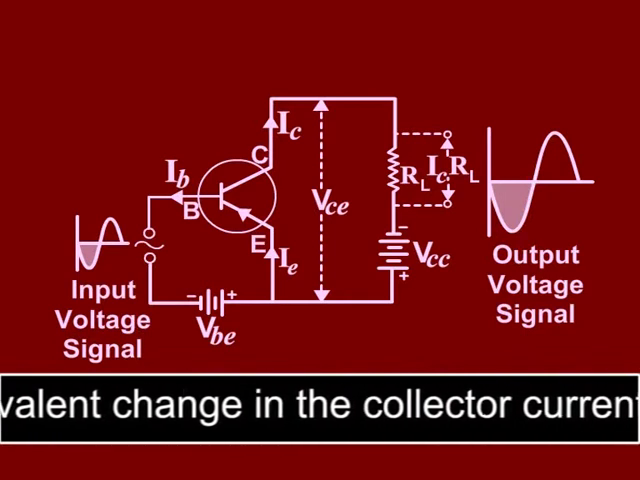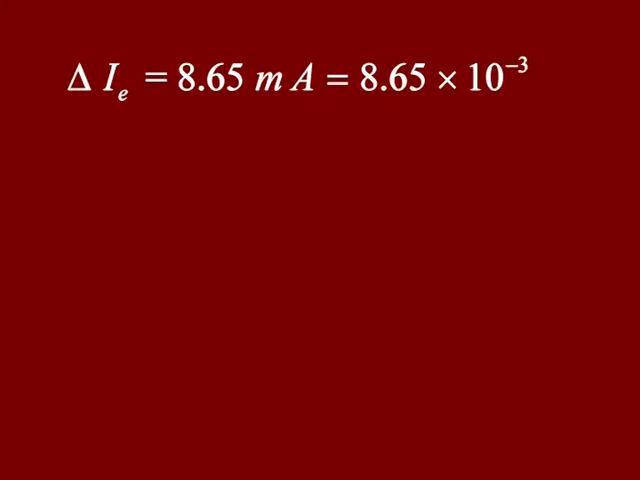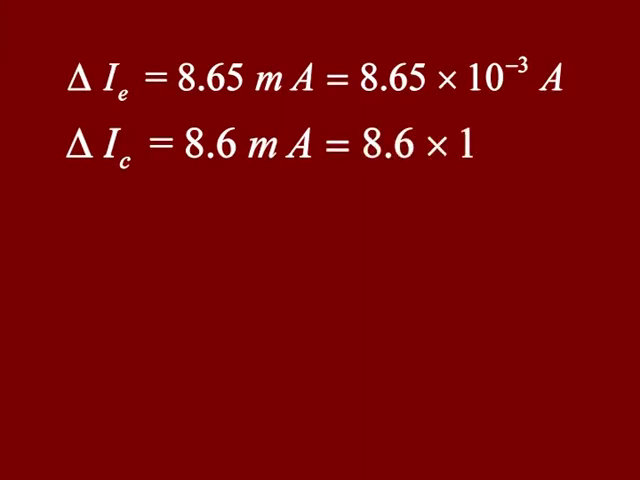To find the solution, delta IE is equal to 8.65 milliampere or 8.65 into 10 raised to the power minus 3 ampere. Similarly, delta IC is equal to 8.6 milliampere or 8.6 into 10 raised to the power minus 3 ampere.